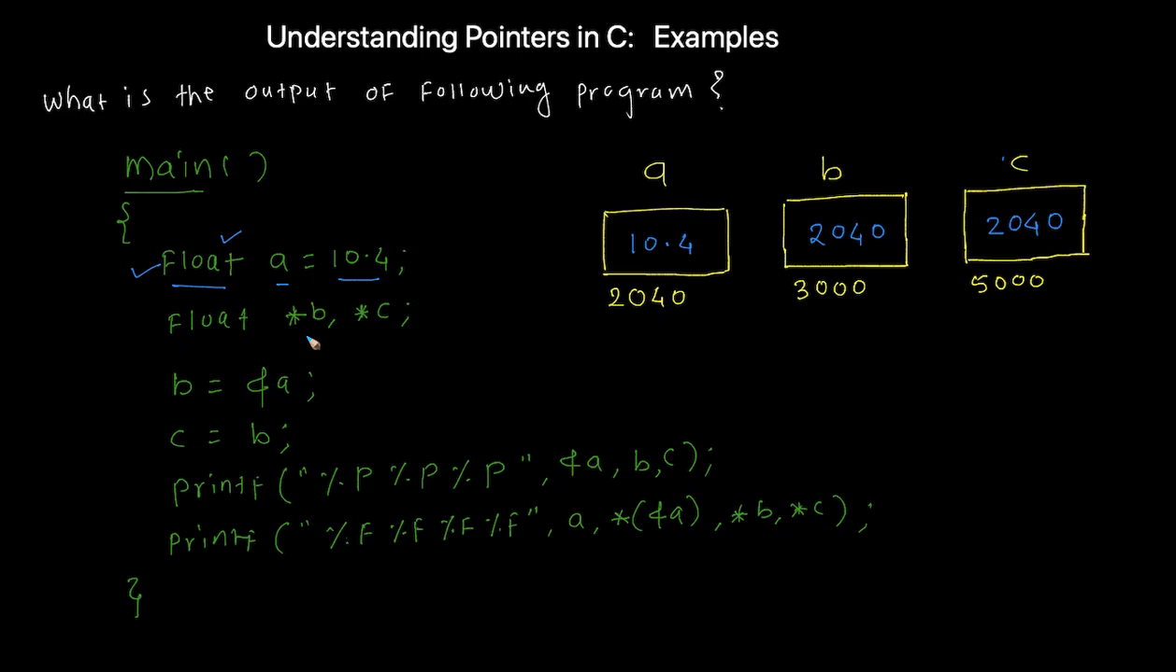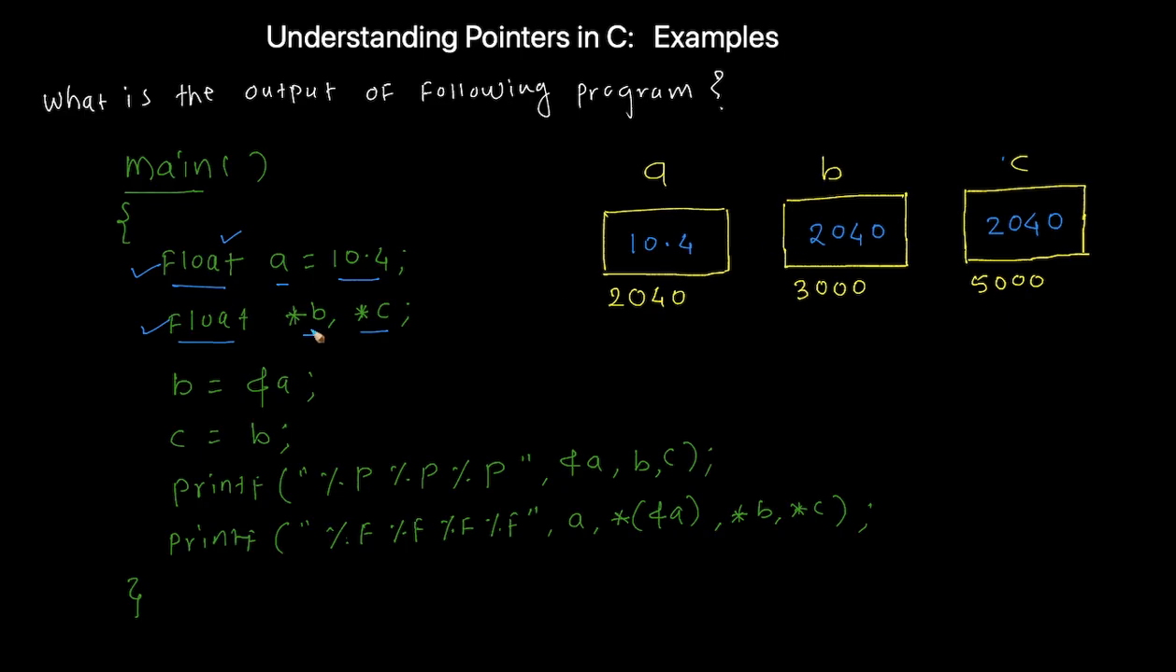Now we are declaring two more variables. Those variables are pointers. First is pointer b, second is pointer c. And these are float type pointers. That means b is capable of holding the address of a float type variable. c is also capable of storing the address of another float type variable. With this, here is what will happen in memory. We have not yet assigned them, but memory will be reserved.